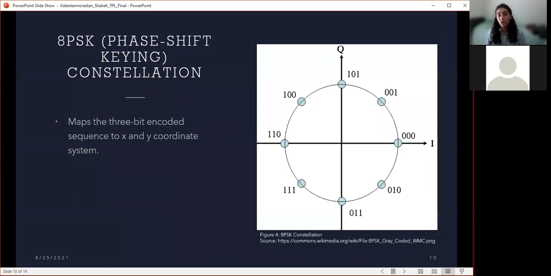The last ingredient in our research that I need to tell you about is 8PSK, which stands for phase shift keying. The 8PSK constellation that's shown in figure 4 maps the 3-bit encoded sequence into X and Y coordinate system. For example, if the encoded bits is 0, 0, 1, they will be mapped to square root of 2 over 2 and square root of 2 over 2, assuming that the radius is 1.